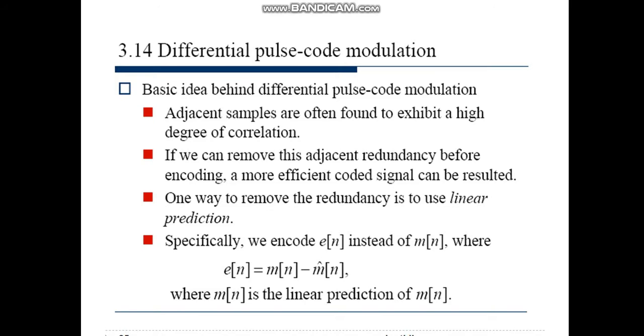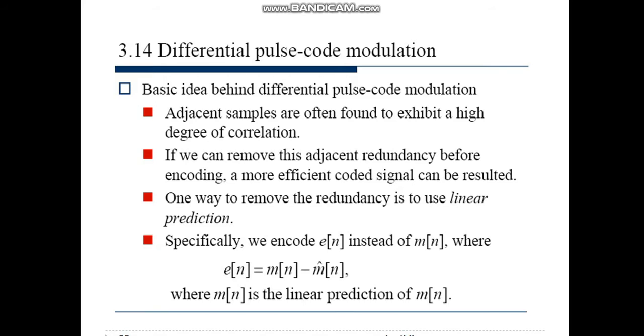Generally, adjacent samples often have a high degree of correlation, and a high degree of correlation causes redundant information. So before encoding we have to remove the adjacent redundancy, that is, the redundant information. If we remove that redundancy, we get a more efficient coded signal. So we remove the redundancies using linear prediction. This is the main principle behind it.